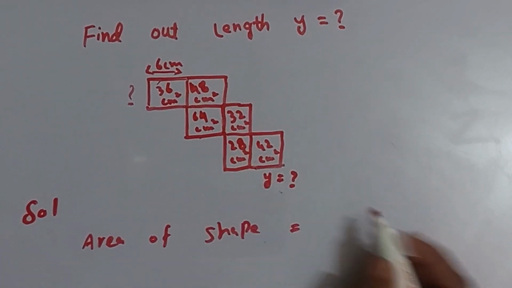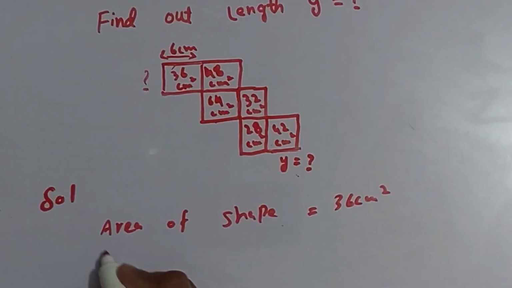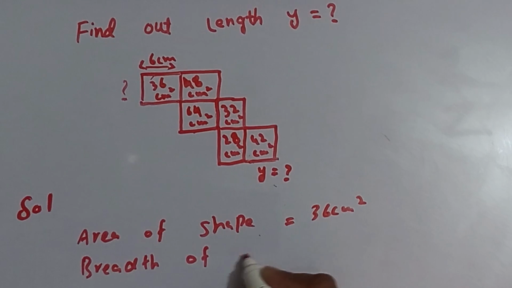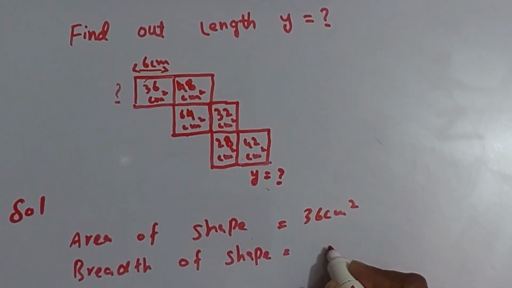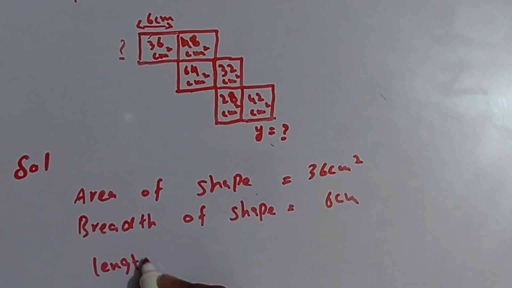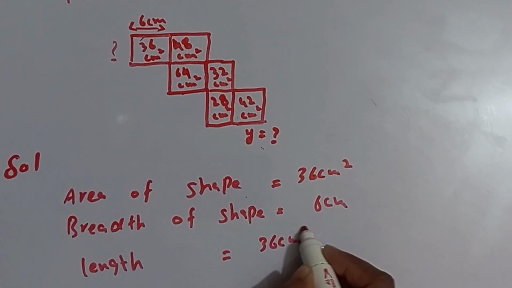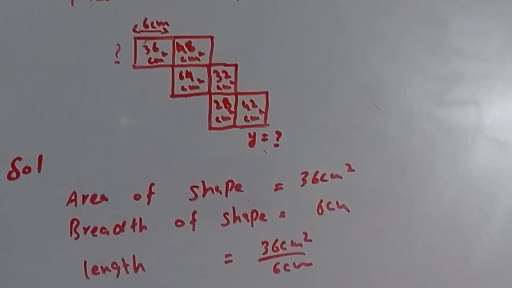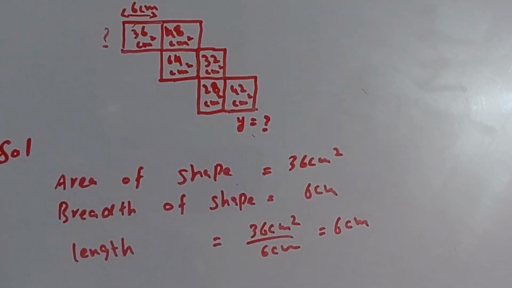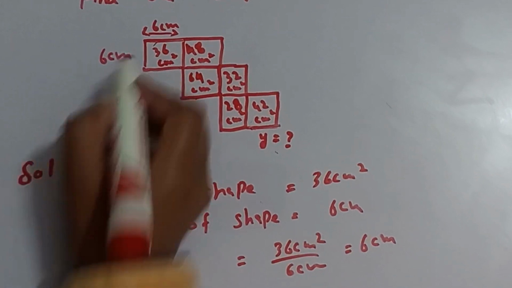The area of this shape is equal to 36 centimeter square. Also given is the breadth of this shape, which is 6 centimeters. So we need this side length. Length is equal to 36 centimeter square over 6 centimeter. Divide these two values, then we get 6 centimeter. So this implies the length of this side is 6 centimeter. So here we write 6 centimeter.